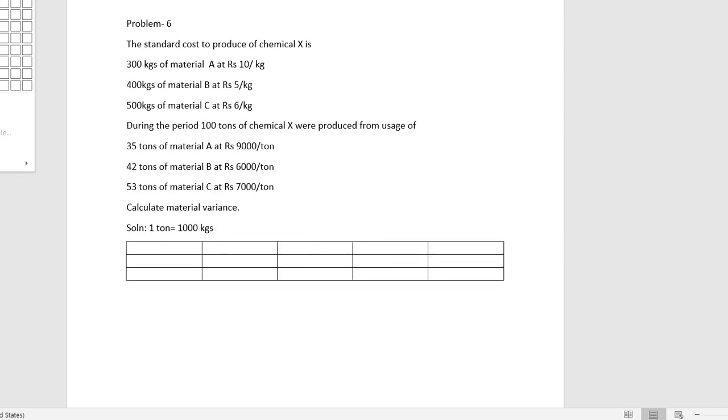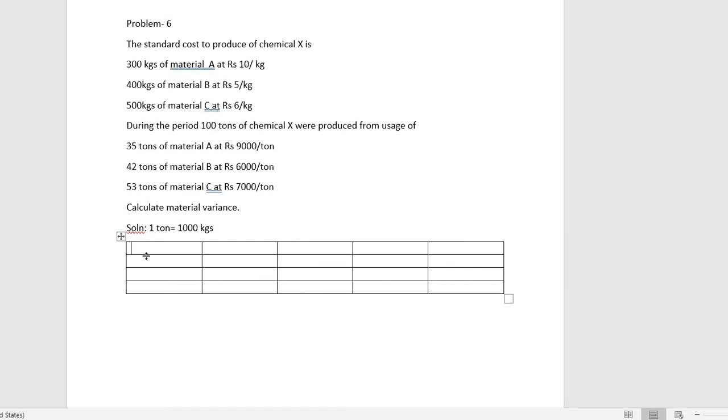Working note. So we want 5 columns. The first is material. Second one is kilograms. Third one is standard quantity. Fourth column is standard price and the last column is standard cost. So actually we all know that the standard quantities also they have given for material A, B and C.